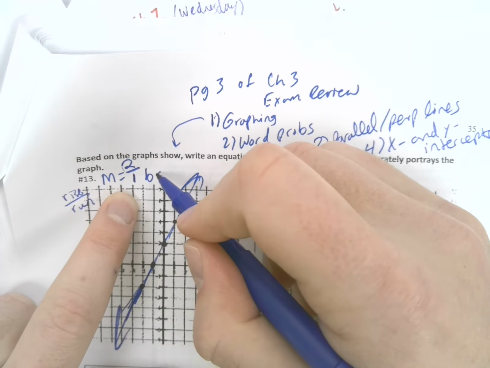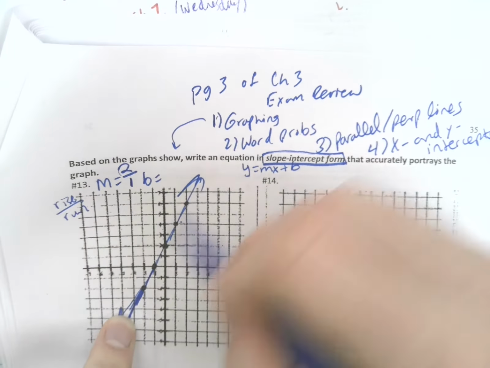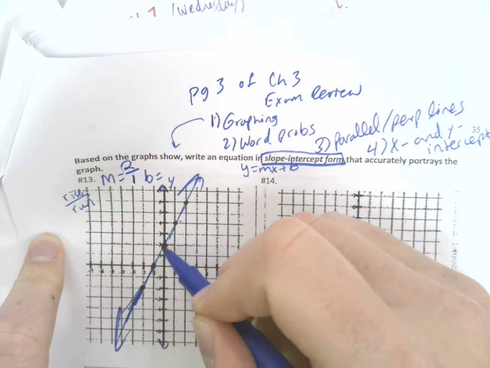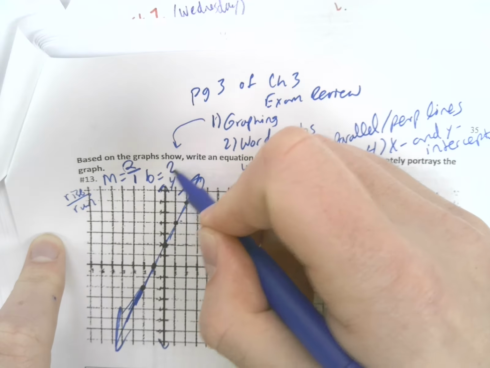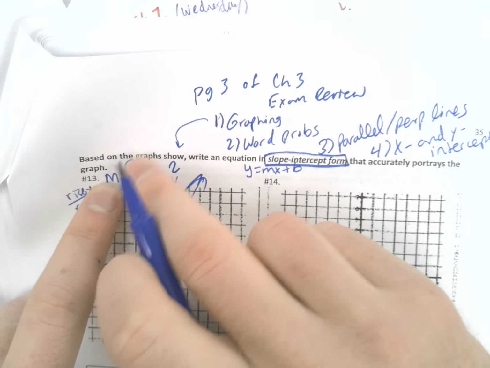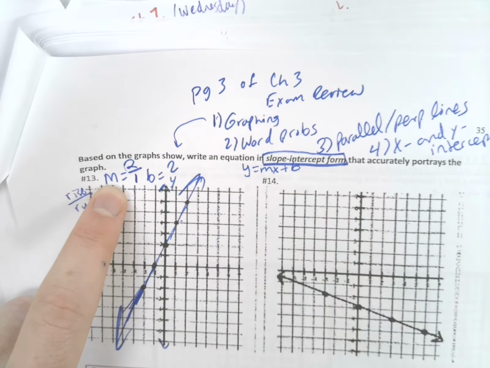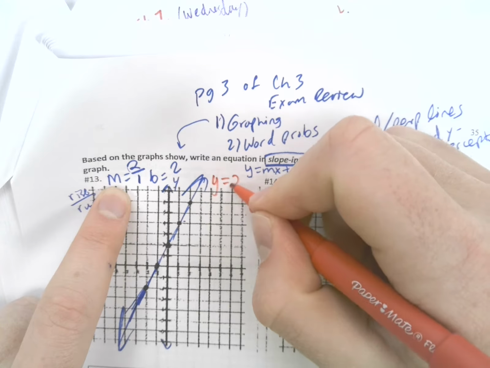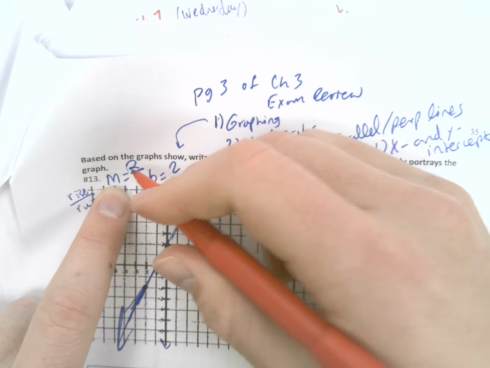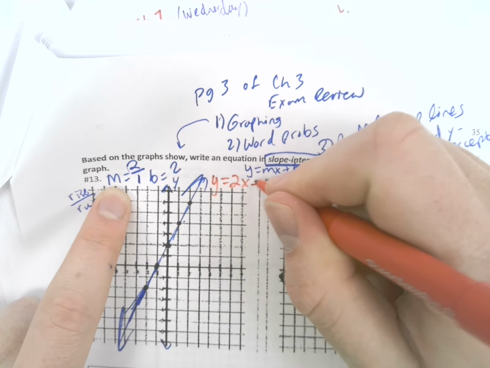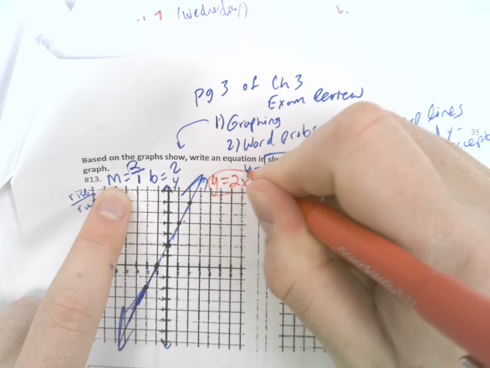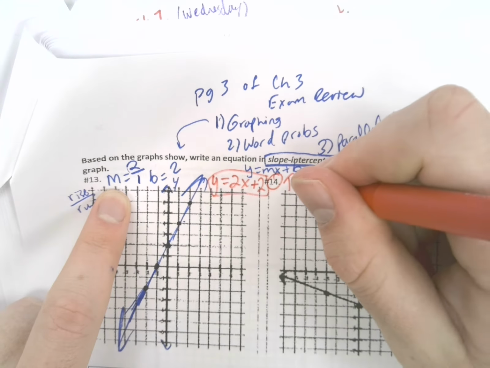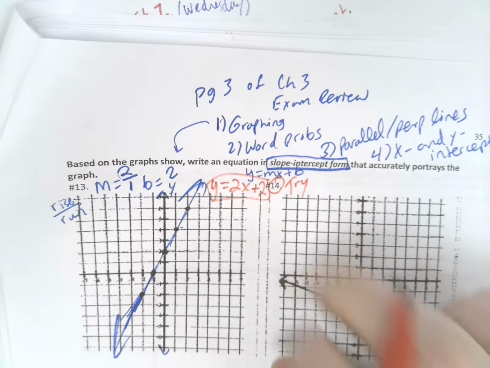And then where's our y-intercept? Well, that's where our line is crossing the y-axis. Here's the y-axis. Boom, right there at 2. So b is 2. Our slope is 2 over 1, which is really just 2. So we've got y equals 2x, 2 over 1 is really 2, plus 2. And I'm going to let you guys try number 14 for me, please.